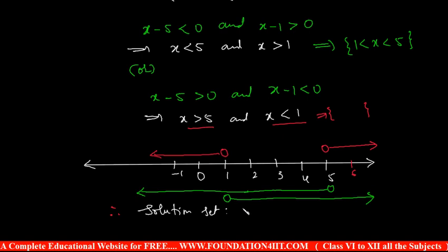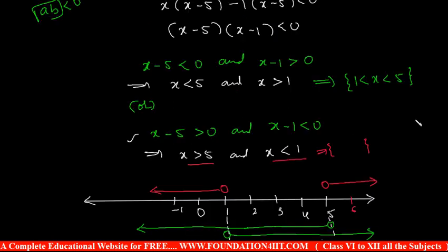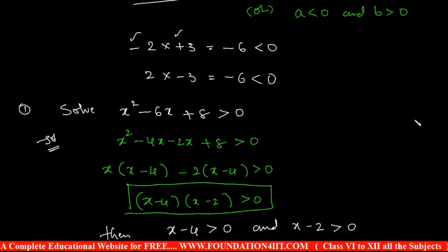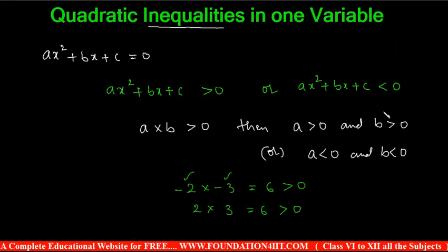We can directly write x such that 1 less than x less than 5. Right, these are the values, because the second case is empty: from 5 this side and from 1 this side there is no common part. For this, only this is the common area. In this way we can identify directly. If we draw a rough number line, we'll have a clear idea. So these are the quadratic inequalities in one variable.